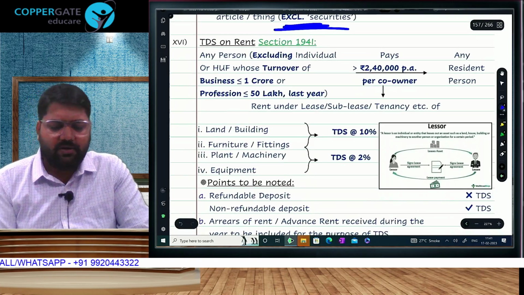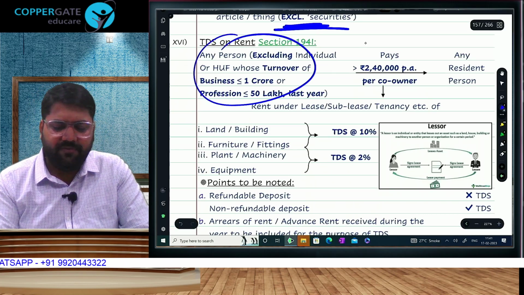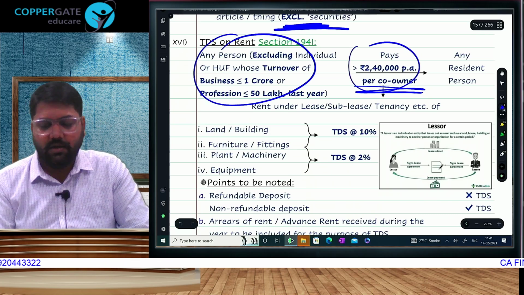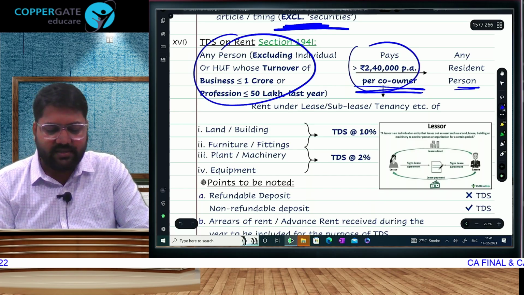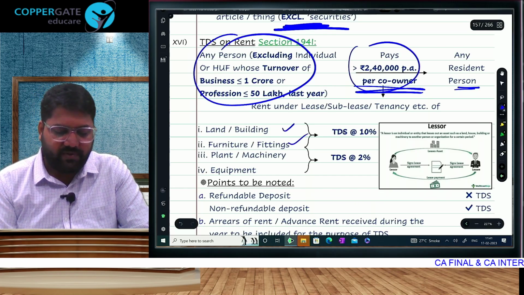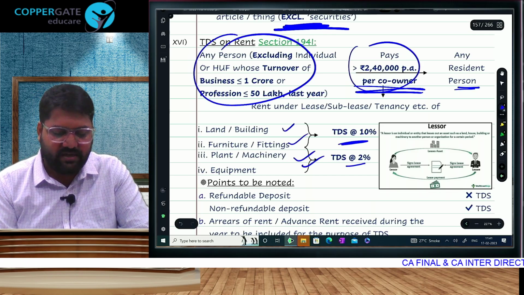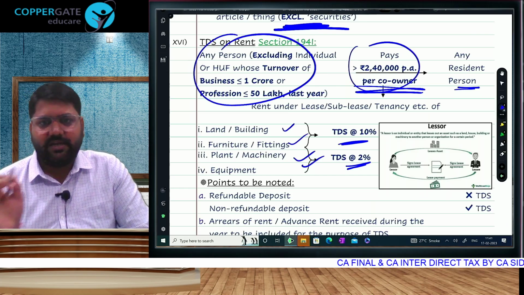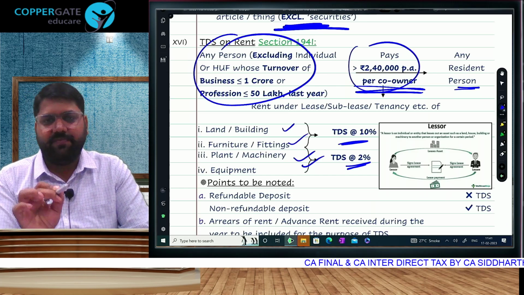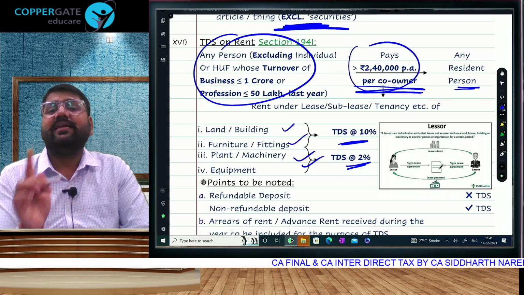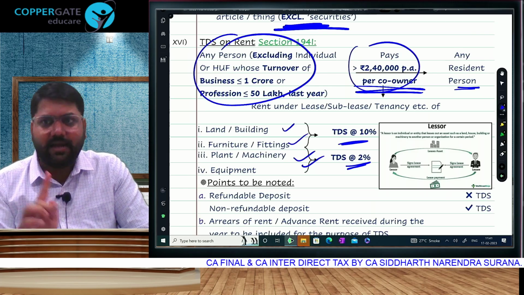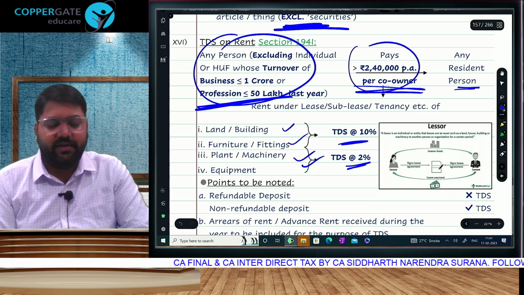Next, again a part of Achij. So same definition of payer. If you pay rent of more than 2,40,000 per annum per co-owner to someone who is a resident, then for land, building and furniture TDS will be 10%. Plant, machinery and equipment TDS will be 2%. For land, building, furniture 10%. For plant, machinery, equipment, it will be 2% to any resident. Non-resident again will go on 195 if it is more than 2,40,000, but only if the payer is this.